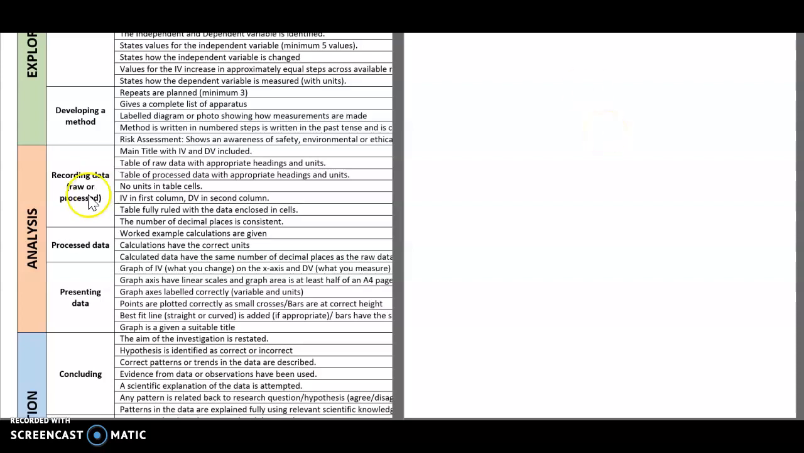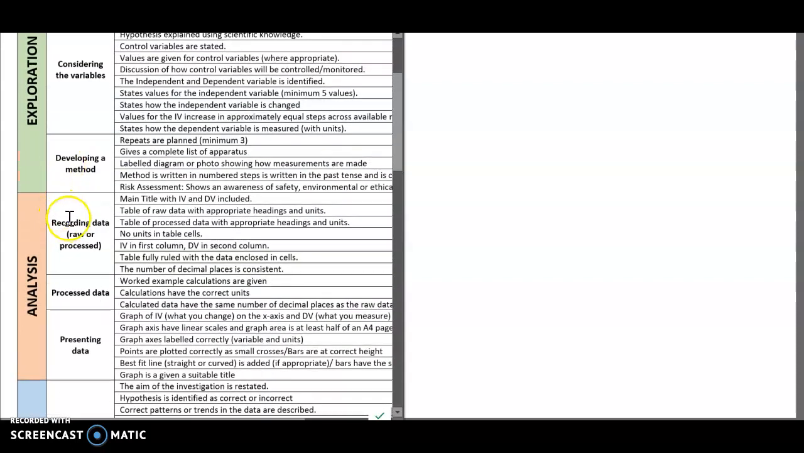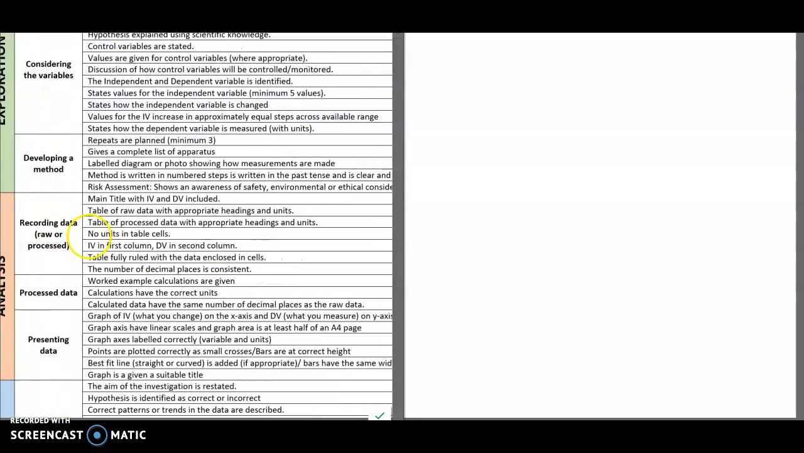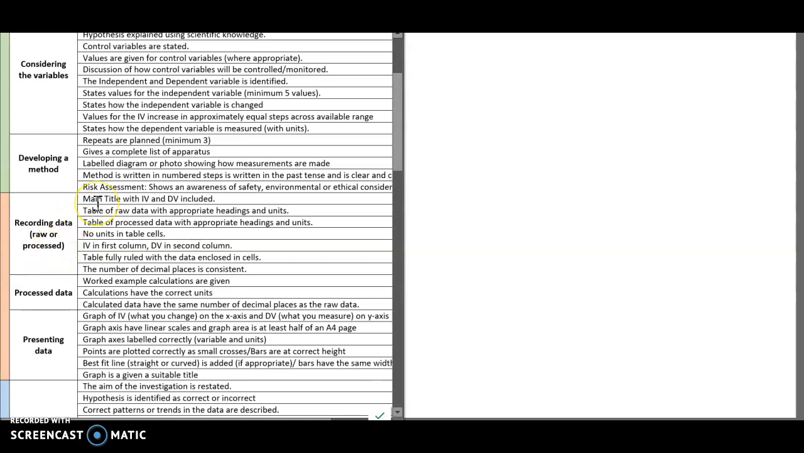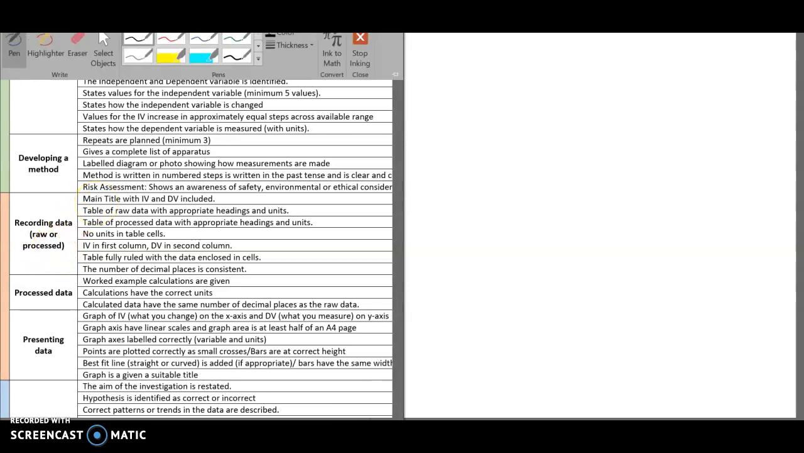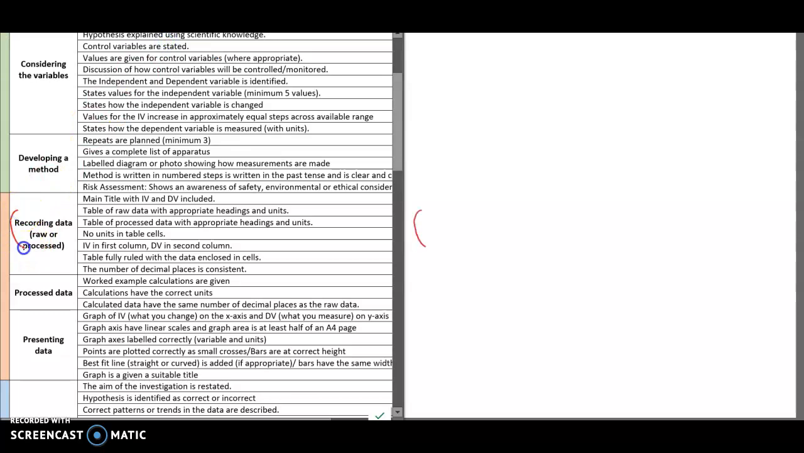So I'm just showing you this sheet over here as well because you've got this in your books. At the moment we are focusing on the recording data section here. So just click on it and highlight this. We're looking at recording data, raw or processed. In this case I'm going to focus on raw, and then I'm going to process it after I've put the data into the table.